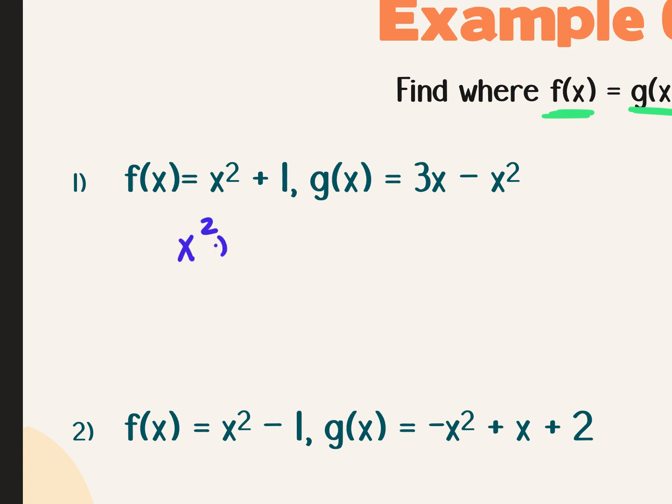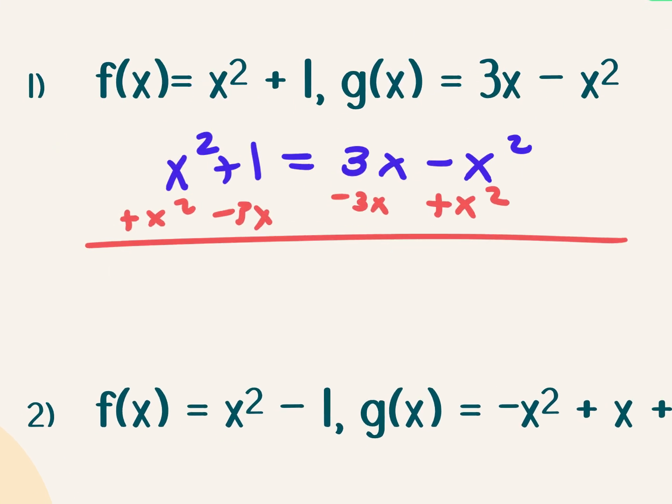So x squared plus 1 equals 3x minus x squared. We have a quadratic. Yes, I have x squareds and x's. When that's the case, we move everything where? To one side. So I'm going to add x squared. I'm going to subtract 3x. So I have how many x squareds? 2x squareds. Then what? Minus 3x plus 1 equals 0.